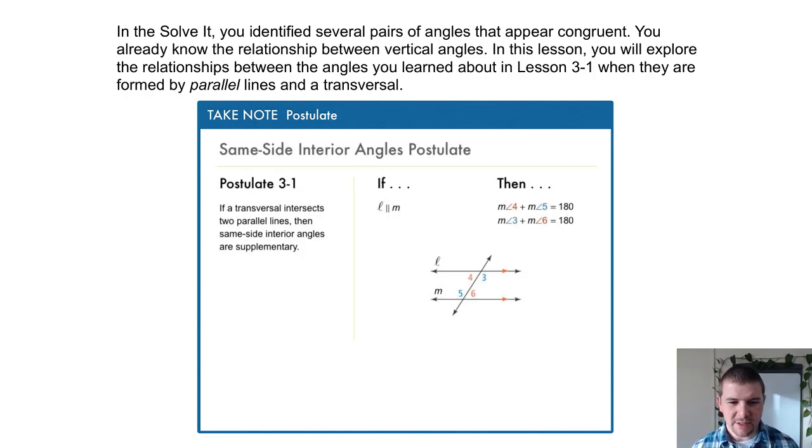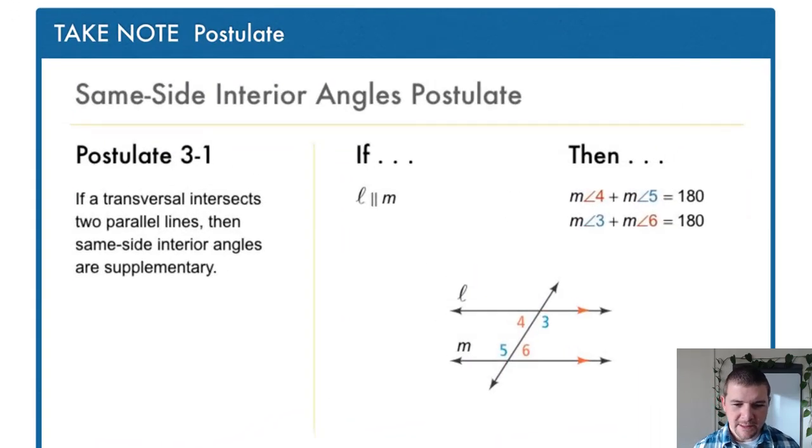Here's a Take Note postulate, the Same Side Interior Angles Postulate, or Postulate 3-1. If a transversal intersects two parallel lines, then same side interior angles are supplementary. So if L is parallel to M, we can refer to the diagram below, the measure of angle 4 plus the measure of angle 5 equals 180, and also the measure of angle 3 plus the measure of angle 6 equals 180.